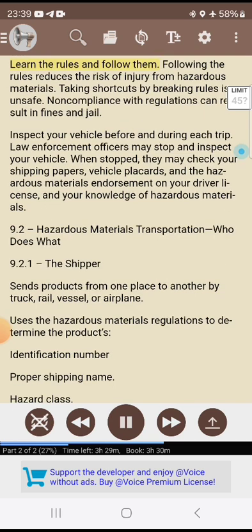Learn the rules and follow them. Following the rules reduces the risk of injury from hazardous materials. Taking shortcuts by breaking rules is unsafe. Noncompliance with regulations can result in fines and jail.